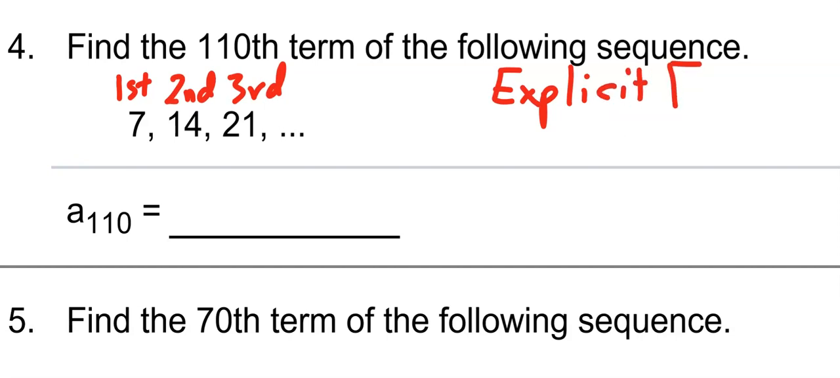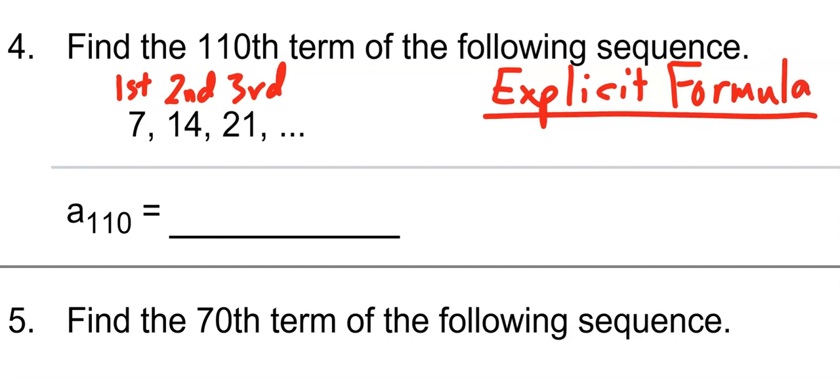Now, why do they call it an explicit formula? Okay. I'm sure there's lots of inappropriate jokes for that, but we'll try to keep those somewhere else.